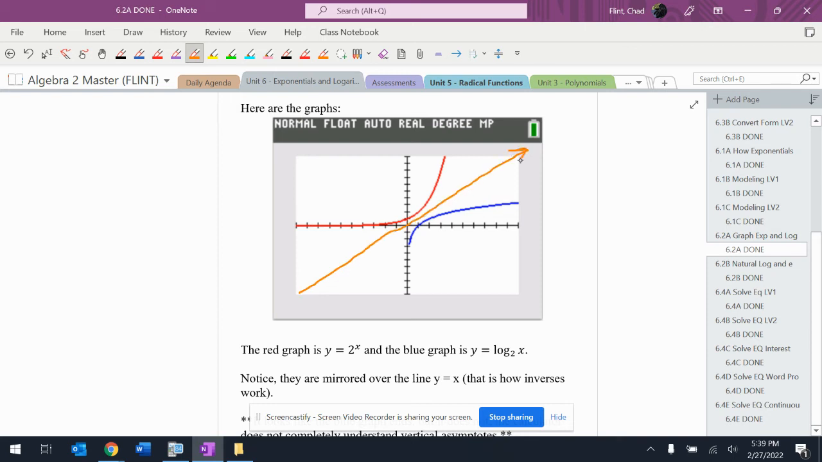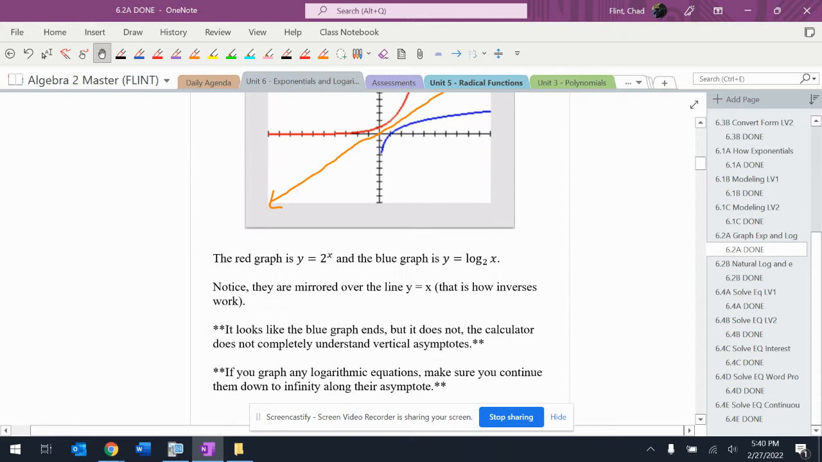I know we've done a ton of graphing this year, and reflections were in a geometry topic, but we've got right there that they're reflected over that. That's how an inverse works. An inverse is reflected over y equals x, and the rule for reflecting over y equals x is literally switch the y and the x.